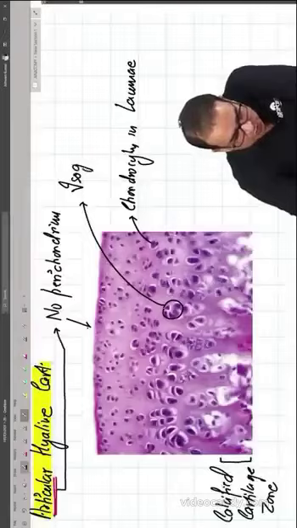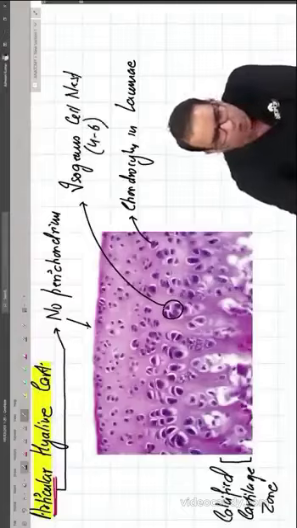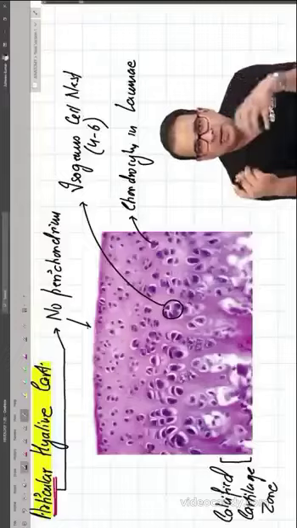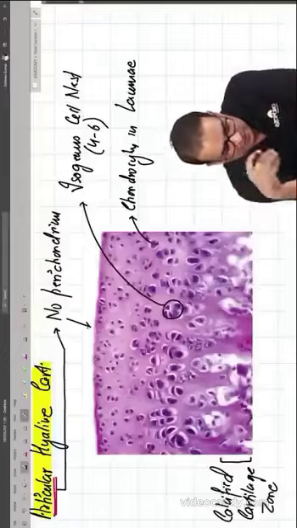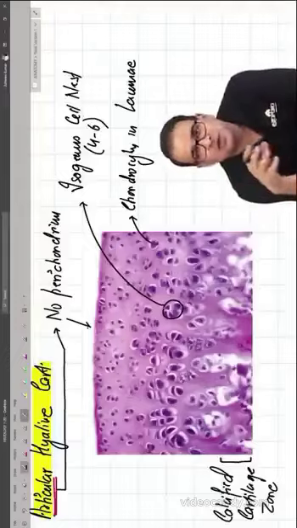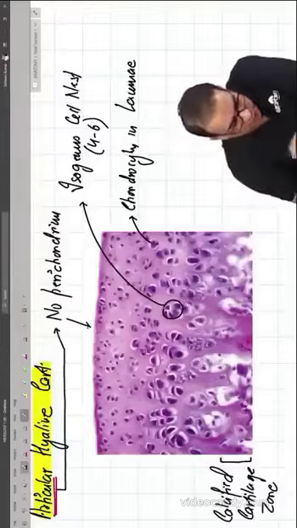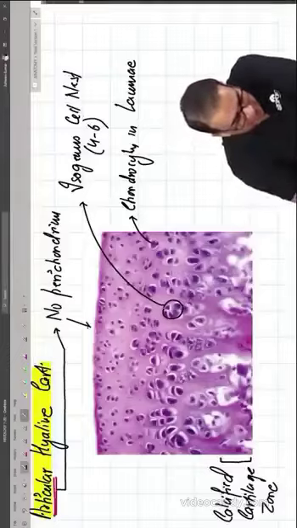We call it isogenous cell nest, or you can simply call it cell nest, which is usually made up of 4 to 6 chondrocytes clubbed together, and that is an isogenous cell nest they form. They have a darkly stained matrix present around them called the territorial matrix, and we do have a lightly stained region present in between.